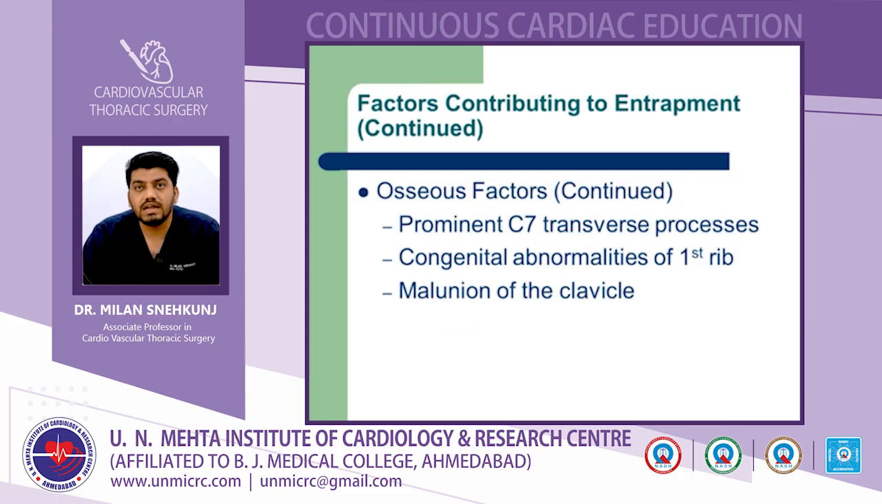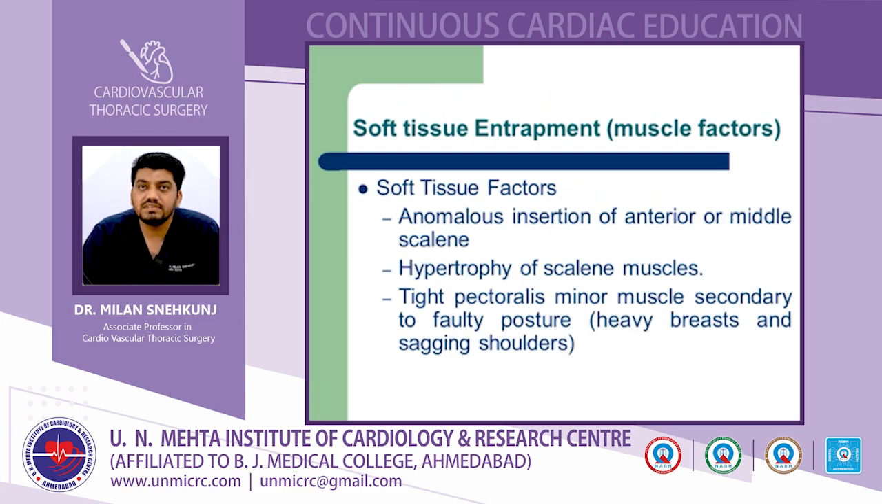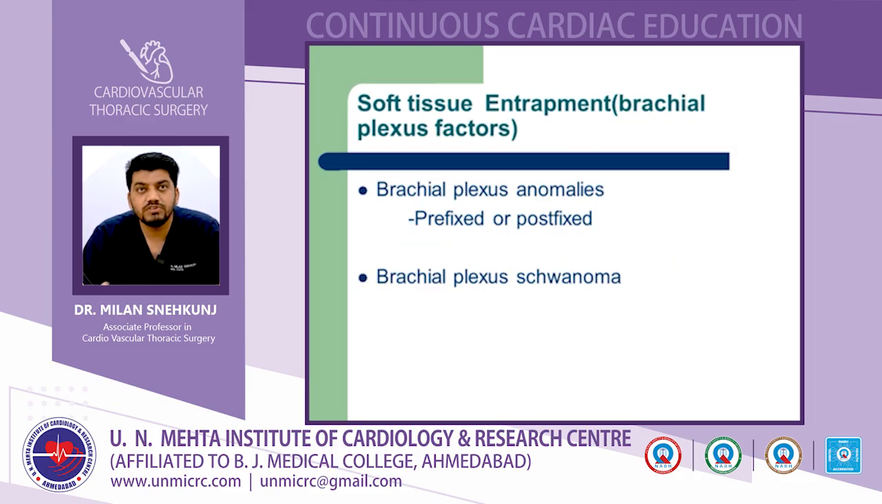Prominent C7 transverse processes, congenital abnormality of the first rib, malunion of the clavicle. Soft tissue factors: anomalous insertion of anterior and medial scalene muscle, hypertrophy of scalene muscle, tight pectoralis minor muscle secondary to faulty posture, and lastly neural factors including brachial plexus anomalies and brachial plexus tumor.